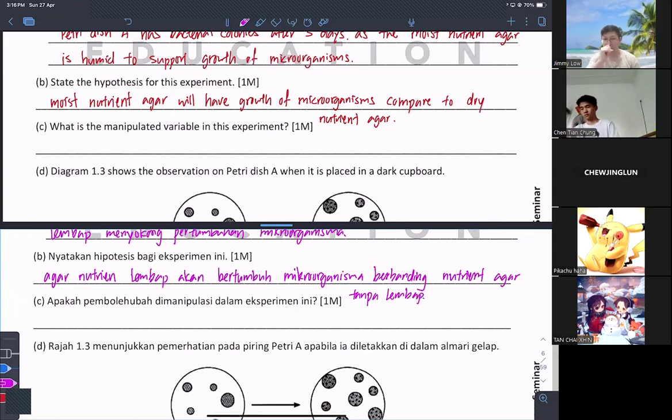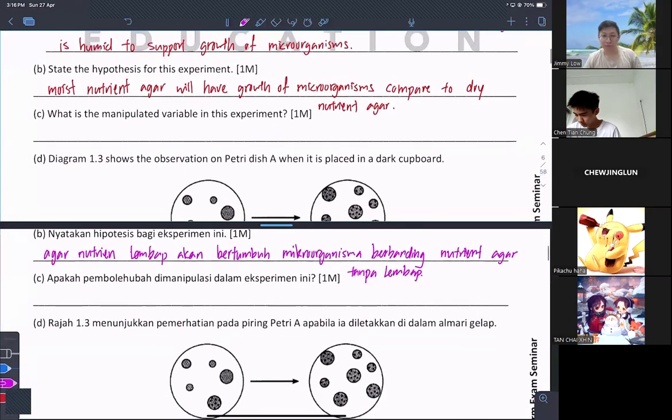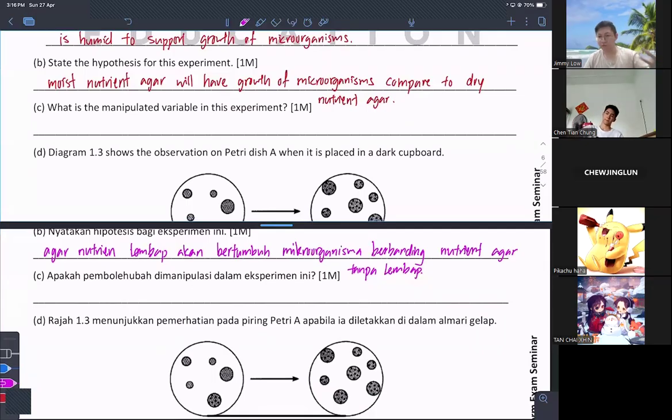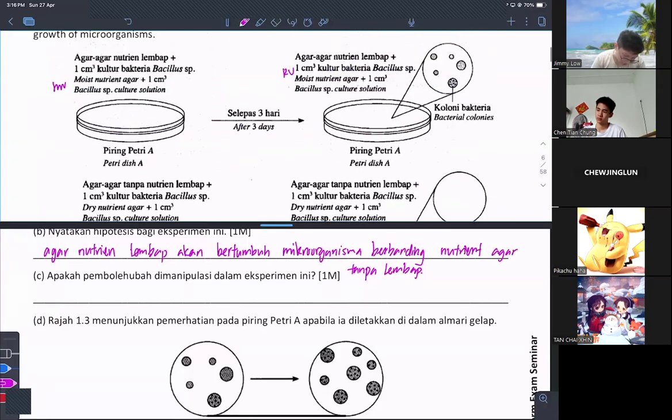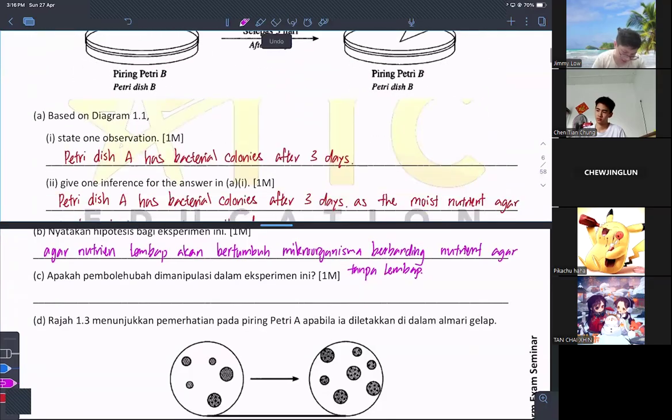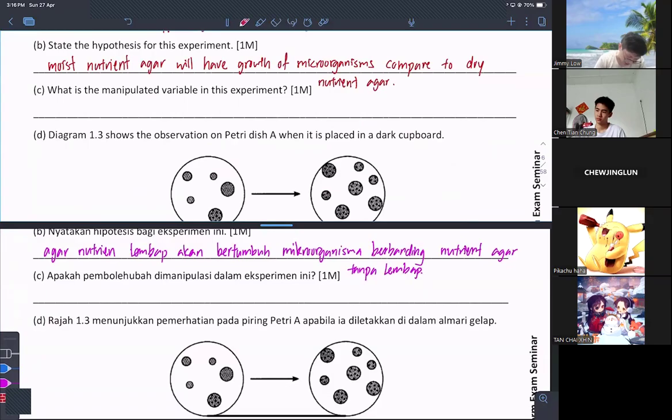Some of the people still remain in the bad habit, being too hesitant to copy and paste the words the question has given. Actually, copying the words the question gives is correct, because the question would never get wrong. Just copy and paste lah. Don't hesitate on this thing. What is the manipulated variable in this experiment? See, manipulated variable, copy and paste. You see what? The humidity of nutrient agar. Just use whatever the question has given.